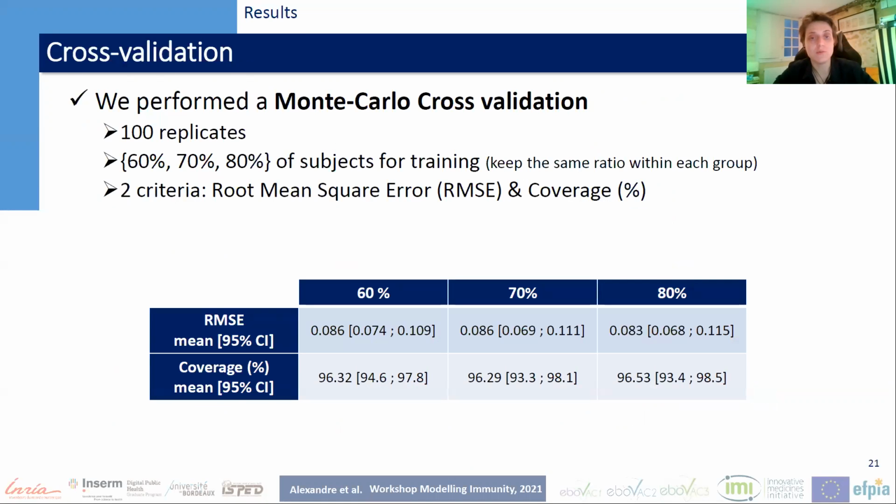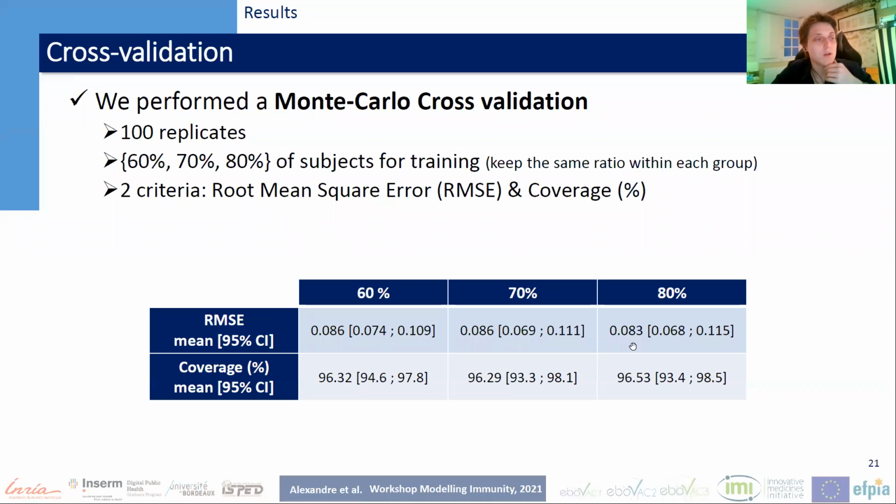Finally, we performed a Monte Carlo cross-validation on the model with either 60, 70, or 80% of the subjects used for the training datasets, and the rest for the testing datasets. We paid particular attention to keeping exactly the same ratio within each trial. For each percentage, we ran 100 replicates, and we evaluated two criteria on the testing datasets: the root mean squared error and the percentage of coverage, meaning the percentage of data falling within the 95% confidence interval.